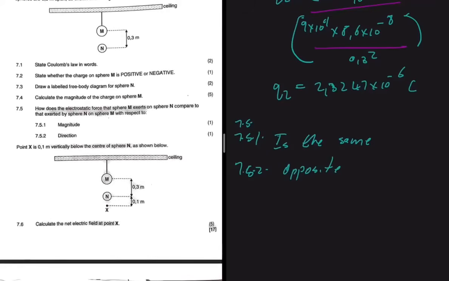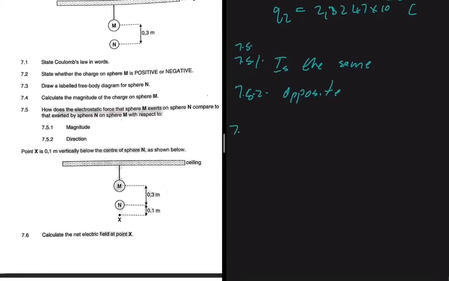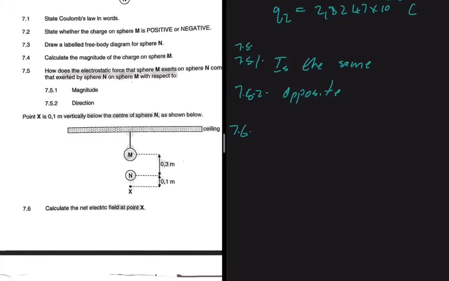Yeah, last question, 7.6. So let's do 7.6 real quick. So 7.6 here is saying that point X is 0.1 meters vertically below the center of sphere N, and then we have a sketch there. You can just see it on the sketch. Let's just solve the problem. Let's calculate the net electric field at point X.